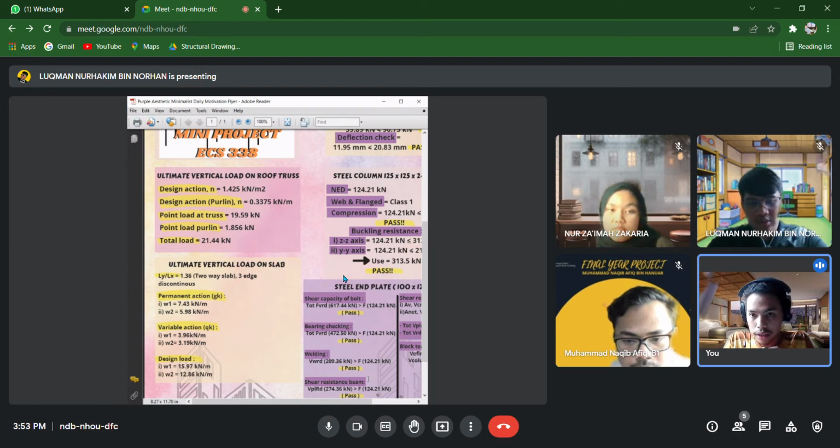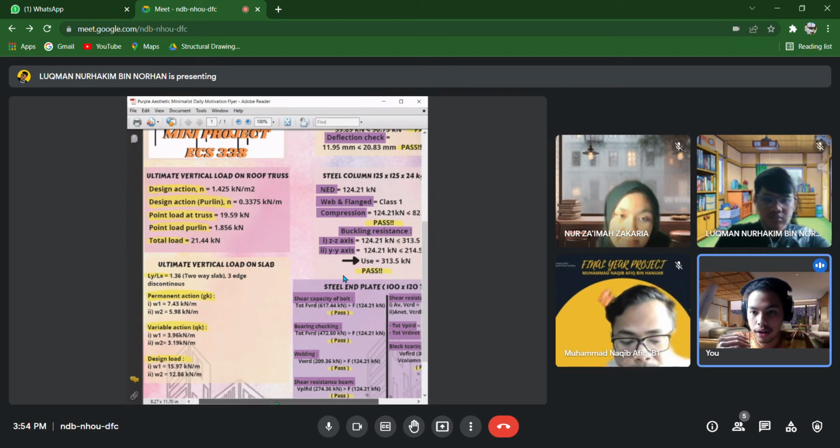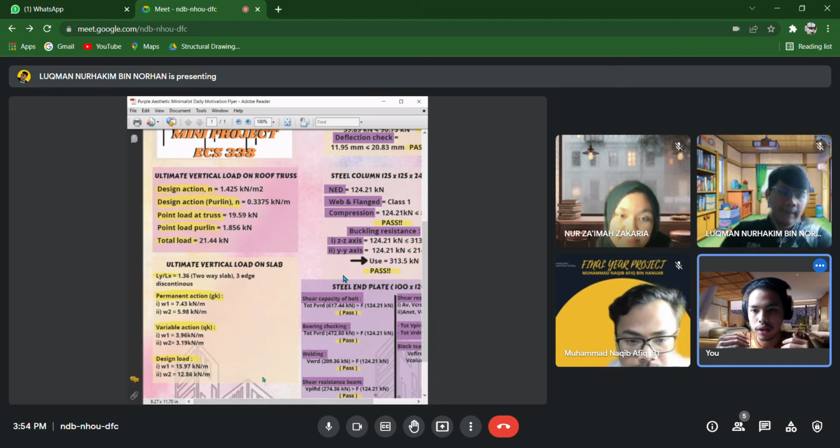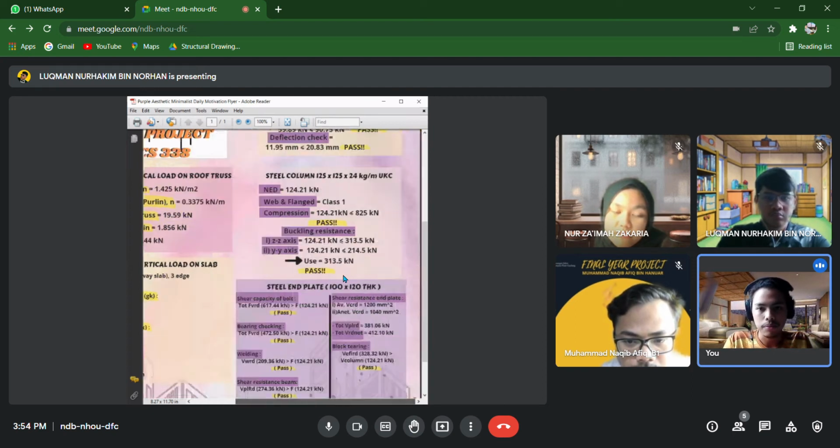Moving on to the permanent action, for the first beam it is 7.43 kN per meter, while the second beam is 5.98 kN per meter. For the variable action, it is 3.96 for the first beam and 3.19 kN per meter for the second beam. The total design load that we get is 15.97 kN per meter for the first beam and 12.86 kN per meter for the second beam. So let's move on to the steel beam design.